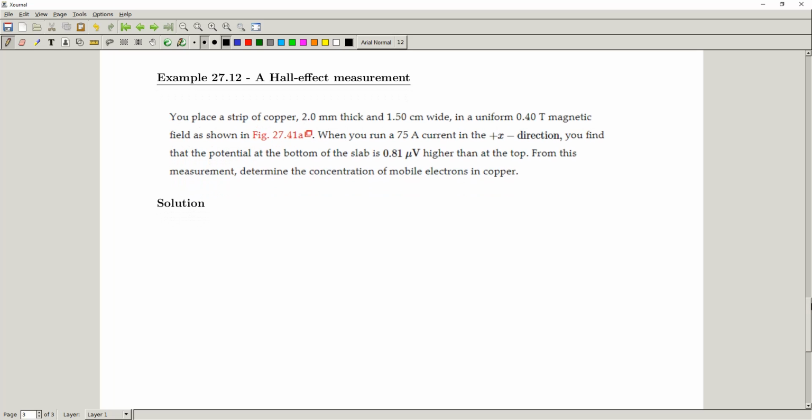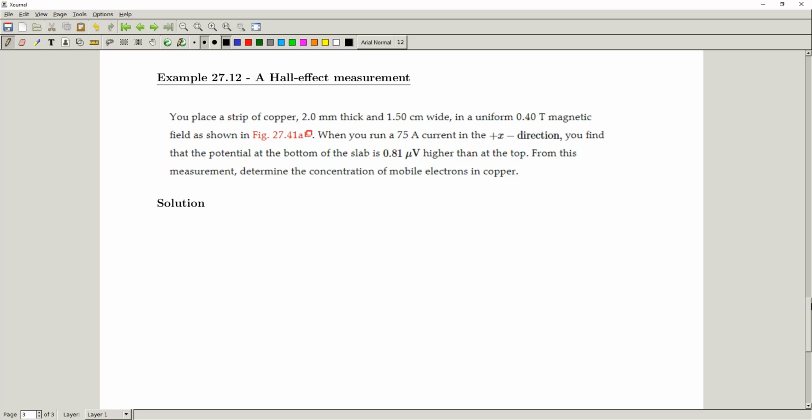So this is example 27.12 from the text. This is a Hall effect measurement. And so what do we have going on here? We place a strip of copper which is 2 millimeters thick and 1.5 centimeters wide into a uniform 0.4 Tesla magnetic field. This is exactly the setup that we saw above. I won't bother scrolling up again. You can take a look at it. It's just that slab sitting in the magnetic field. We then run a 75 amp current in the direction of the positive x-axis through this slab.